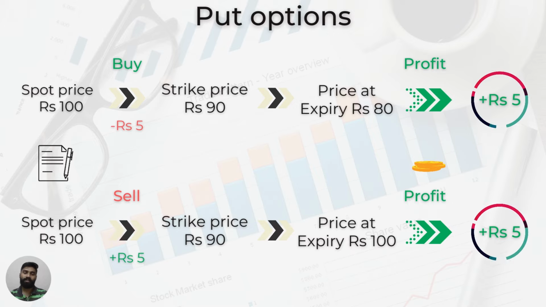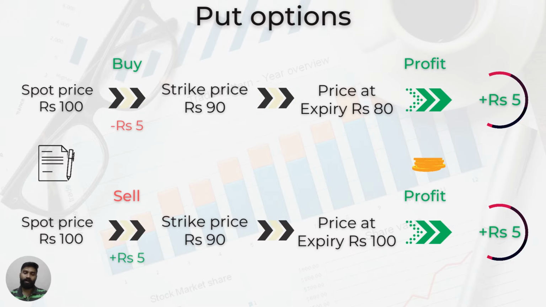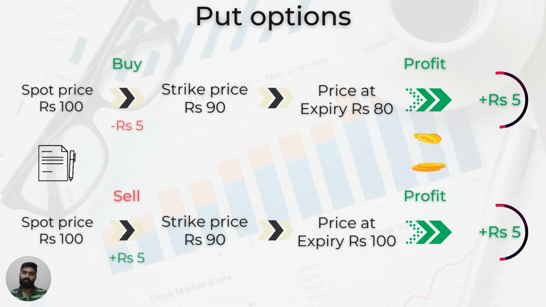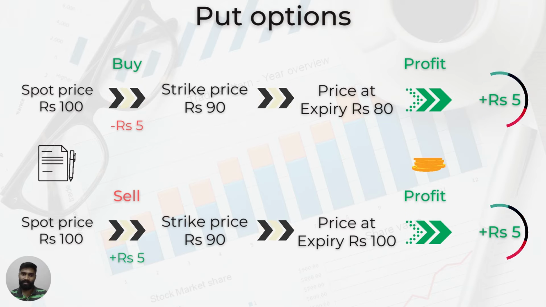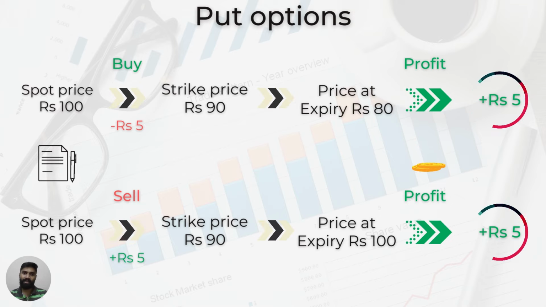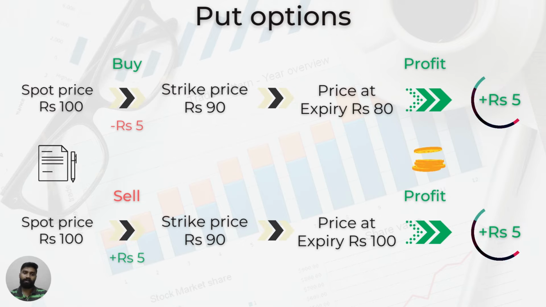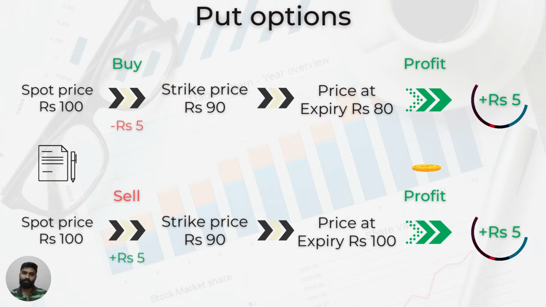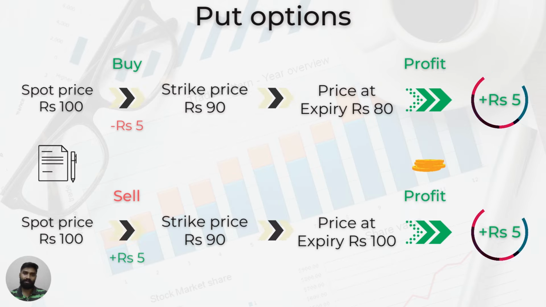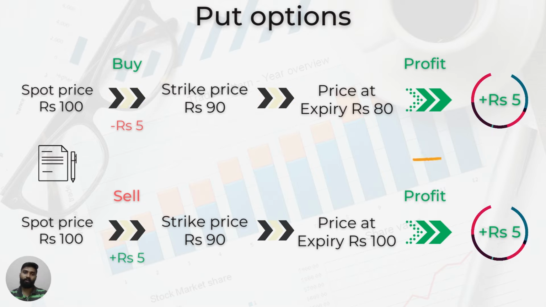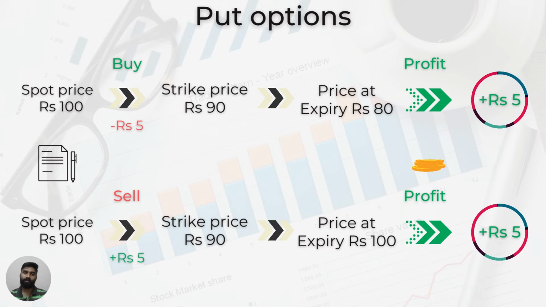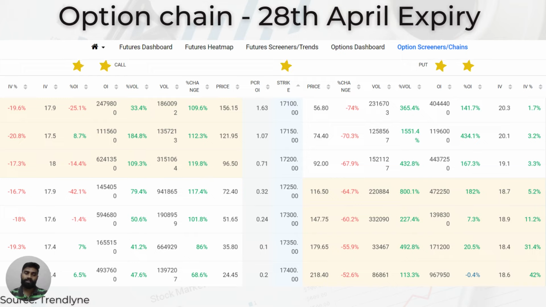To understand put options, you can think of it like buying insurance. If you buy a put option at 90 rupees, and even if the price falls to 80 rupees at the expiry date, you can sell the stock at 90 rupees, which gives you a profit of 10 rupees, but you also paid 5 rupees as a premium in the beginning, leaving you with 5 rupees profit. But if you sell the option at 90 rupees and the price of the stock at expiry remains at 100 rupees, then the option will expire worthless and you'll be able to pocket the premium that you received when you sold the put option.